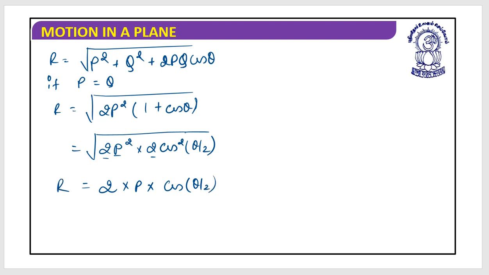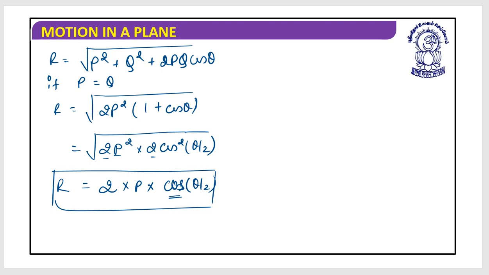So this is the resulting vector's magnitude, that r is equal to 2 multiplied by any one of the vectors multiplied by cos of half of the angle. This is cos theta by 2. It is half of the angle. I hope this is clear. Is it clear? Yes.